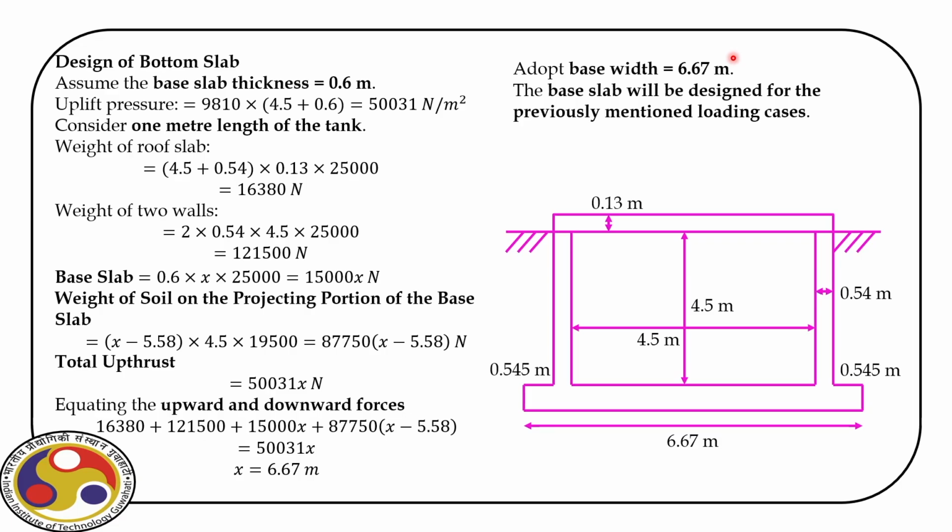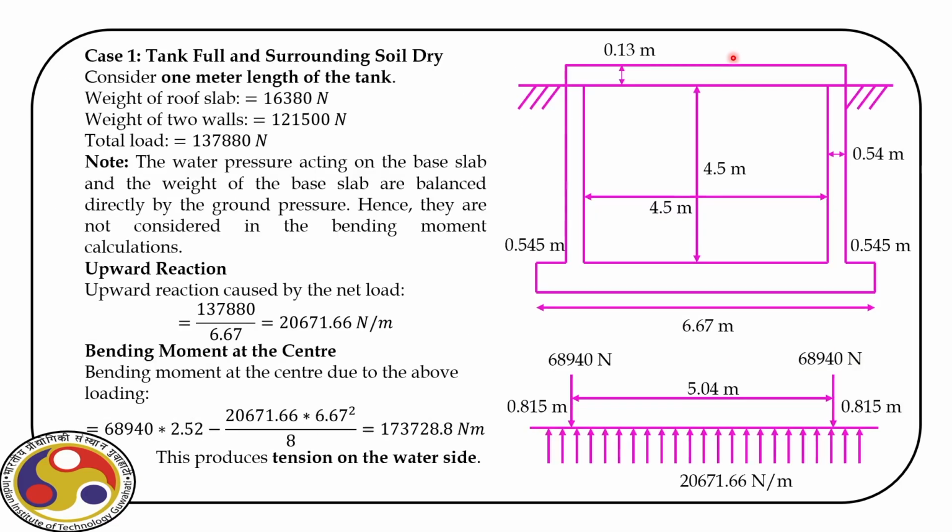So the base slab, again, we have to design for the two load cases we identified at the very beginning of this exercise. So case 1 is tank full and the surrounding soil dry. Now again, for that we have to find out the weight of the roof slab and the weight of the two walls. So then the total weight, as you can see on your screen, is 1,37,880 Newton.